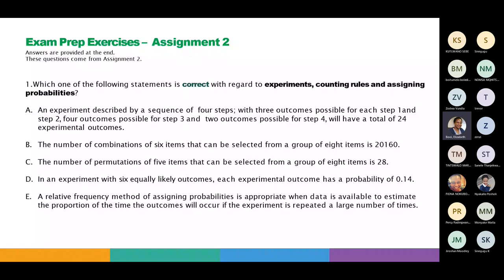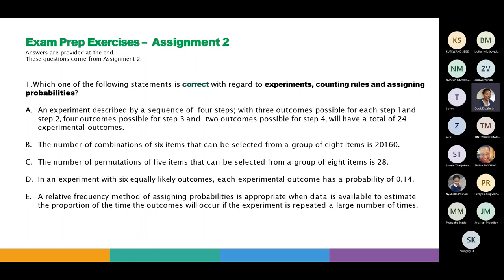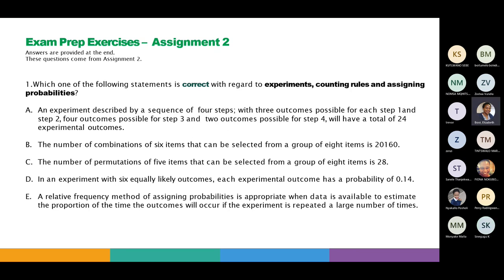Which one of the following statements is correct with regards to experiments, counting rules, and assigning of probabilities? A, an experiment described by a sequence of four steps with three outcomes possible for each of step one and step two, four outcomes possible for step three, and two outcomes possible for step four, will have a total of 24 outcomes.